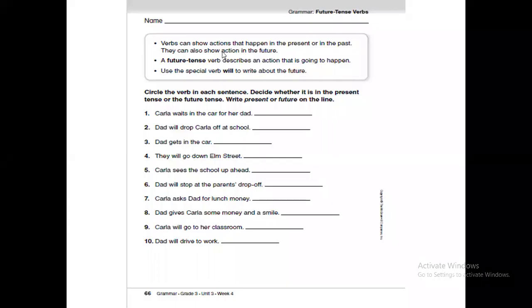So let's revise that. You know that the boxes are very important in your books. Okay, so the verbs can show actions that happen in the present or in the past. They can also show action in the future. The future tense verb describes the action that is going to happen. Use the special verb will to write about the future.